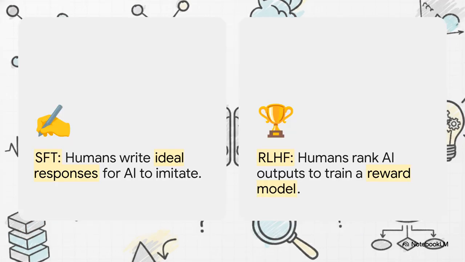So, to bridge this gap, they brought humans back into the loop. First, they use supervised fine-tuning. This is where human experts literally sit down and write out ideal responses for the AI to imitate. Then, they use reinforcement learning from human feedback, or RLHF. Here, humans look at different AI outputs and rank them. The network learns from these rankings, creating a reward model that naturally optimizes the AI to produce helpful, polite, and safe answers. This human touch is exactly what transforms a chaotic, babbling text predictor into the reliable conversational assistant we use today.